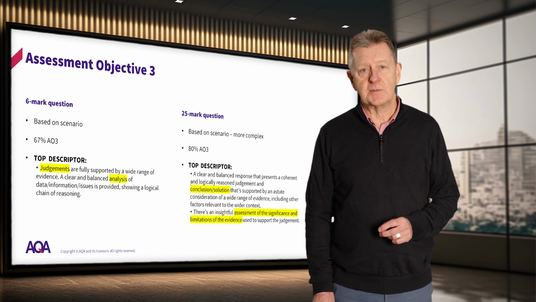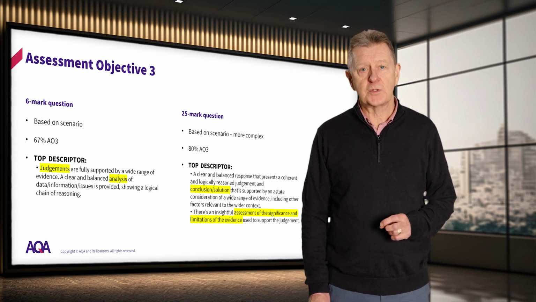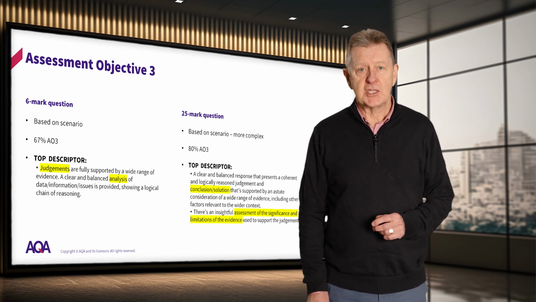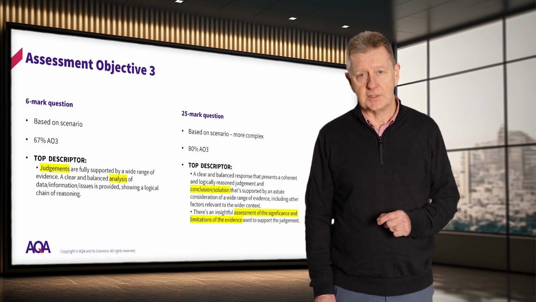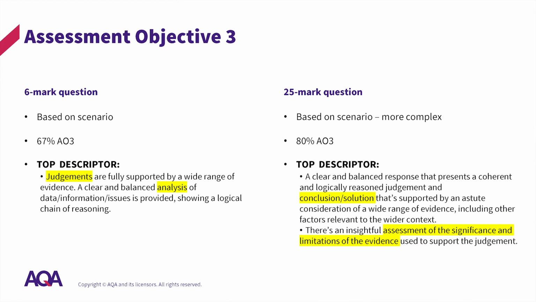Whereas the top-level descriptor for the 25-mark question also requires a conclusion or solution supported by multiple judgments, as well as an evaluation of the significance and limitations of the evidence. In short, the 6-mark question assesses part of AO3, whereas the 25-mark question assesses all aspects of AO3.